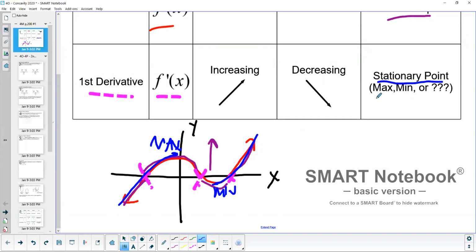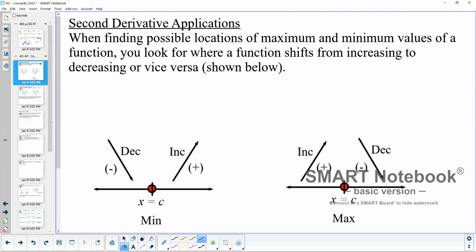But there was this third option that I mentioned in the previous video, where when you take the first derivative and you set that first derivative equal to zero and solve, you get possible locations of a max, a min, or this other third option. And so we're going to talk a little bit about what that third option is. Before we do that, I want to talk a little bit about the second derivative, which is just the first derivative of the first derivative, using all the same rules we've been using. What's another way we can use the second derivative?